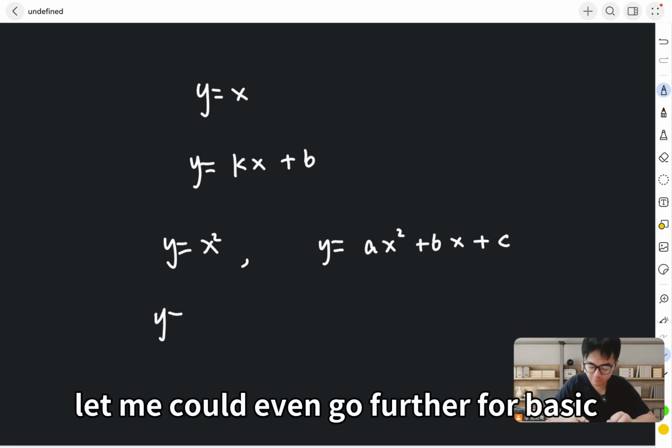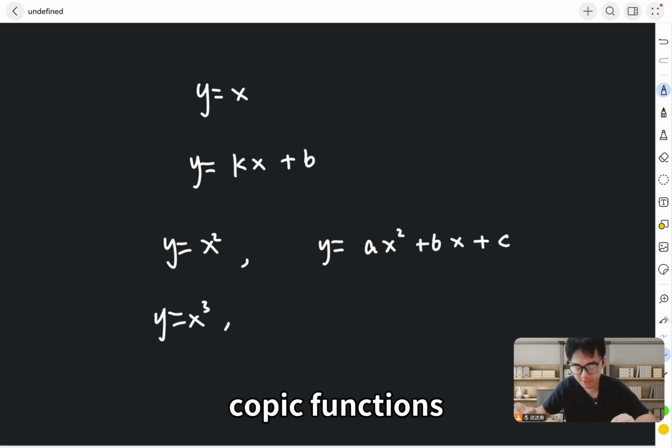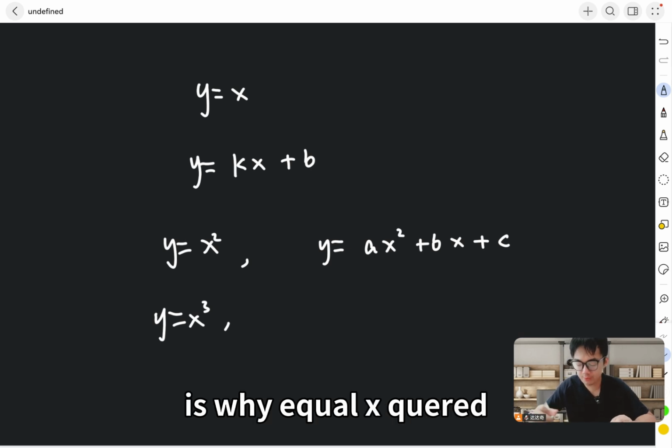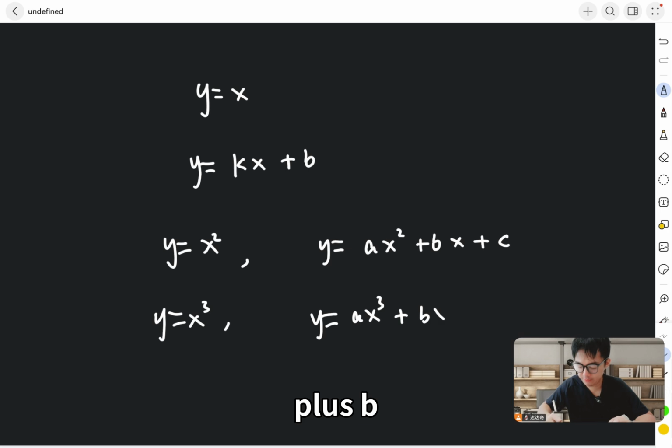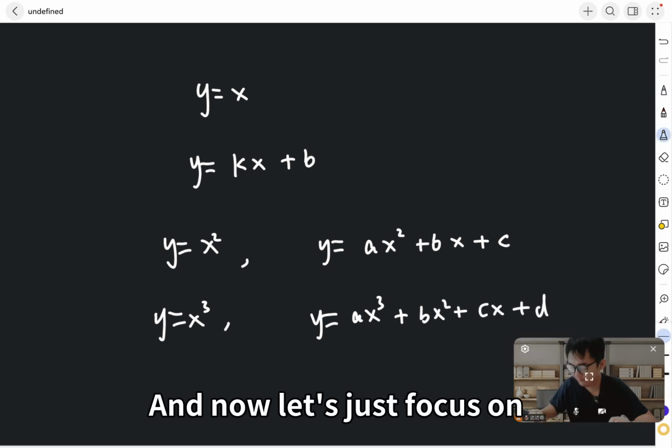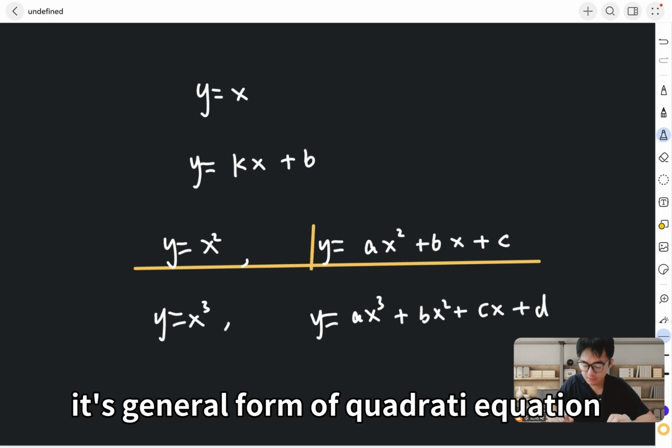And we could even go further, to basic cubic functions. It's y equals x cubed, and its general form would be ax cubed plus bx squared plus cx plus d. And now let's just focus on the general form of the quadratic equation.